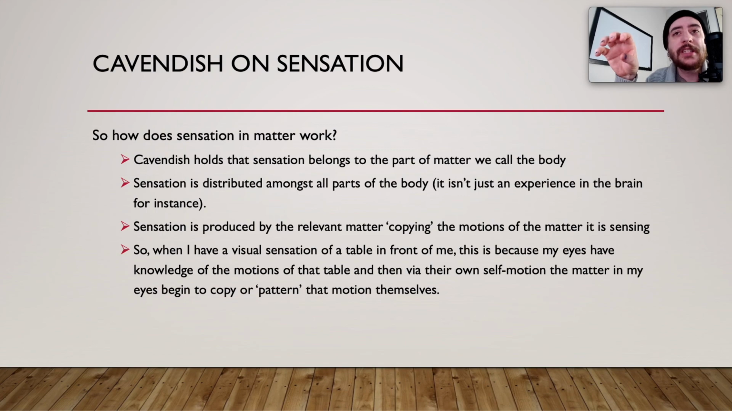The motion doesn't transfer from the table to my eyes. Rather, the matter in my eyes is aware of that motion and then copies out the motion. They use their own self-motion to rearrange themselves to make their motion copy or pattern the motion in the table. And that is what the sensation is. It's just the motion in the matter copying the motion of the thing that it's sensing. And that's supposed to apply to everything: to touch, to sight, to hearing, to smell, to taste. All of the sensations we have is just a patterning out of the motions of the objects of those sensations.